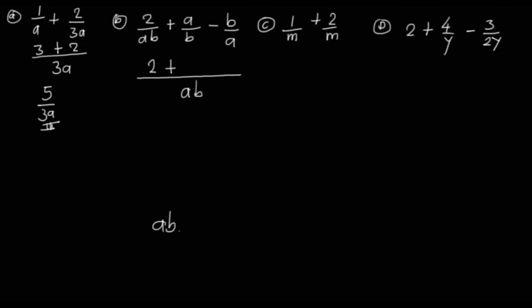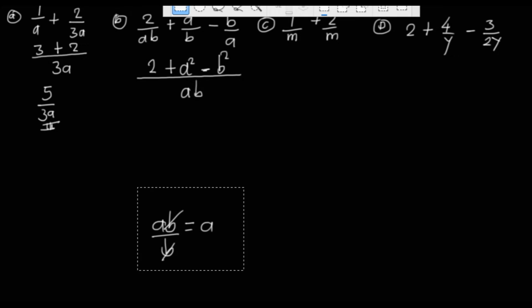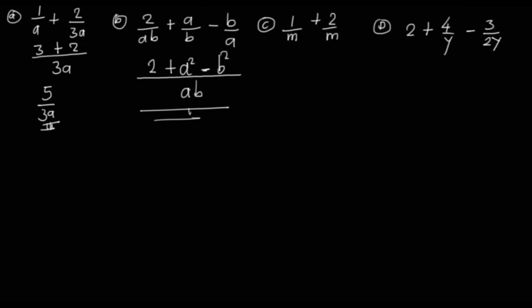ab. So b into ab, the b will cancel, leaving us a. So a times a gives a squared, minus; then a into ab, the a will cancel, leaving a b multiplied by b, which gives b squared. Now we need to see if we can simplify it further, but we cannot because the remaining part consists of unlike terms. So we just leave our answer here.